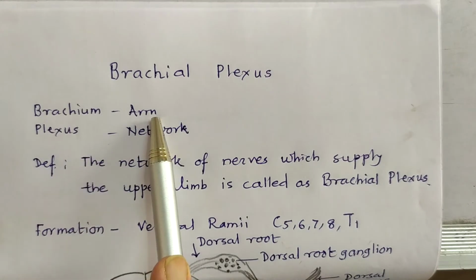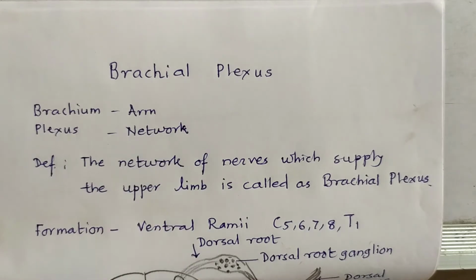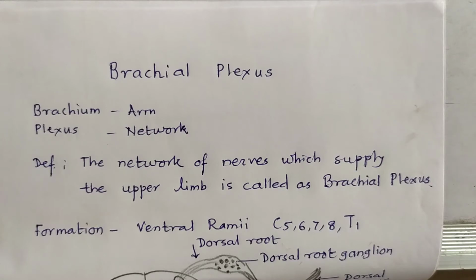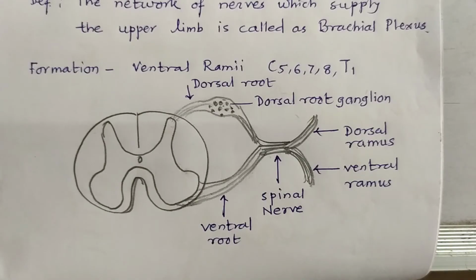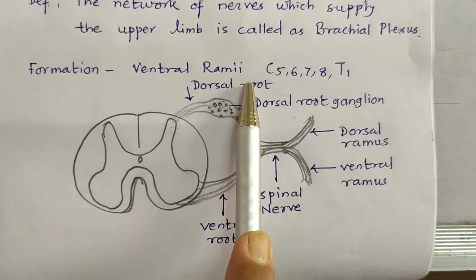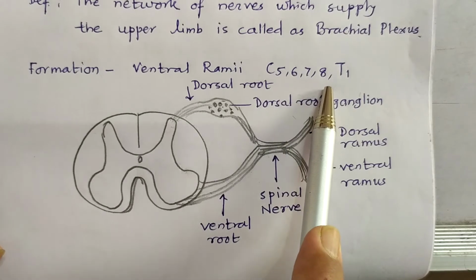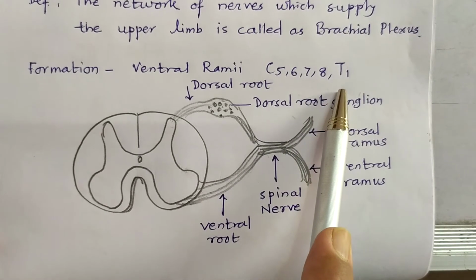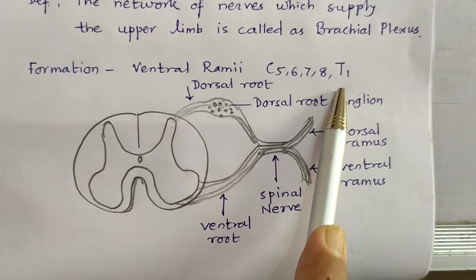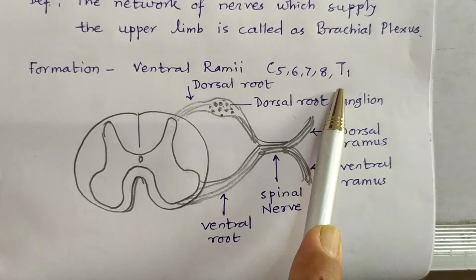Brachium means arm and plexus is network. So the network of nerves which supply the upper limb is called brachial plexus. The brachial plexus is formed by the ventral rami of 5th, 6th, 7th, 8th cervical and the first thoracic spinal nerve, means last four cervical and first thoracic spinal nerve.